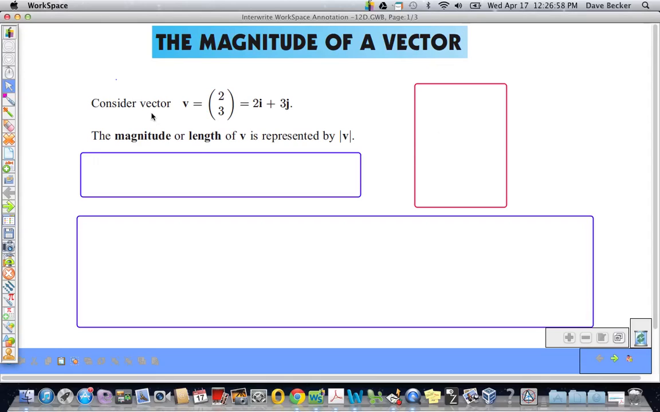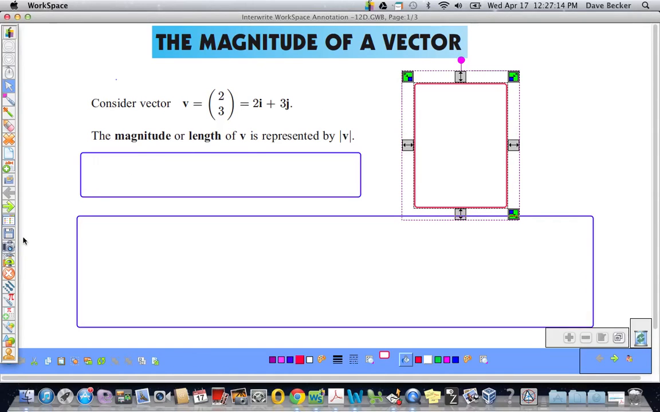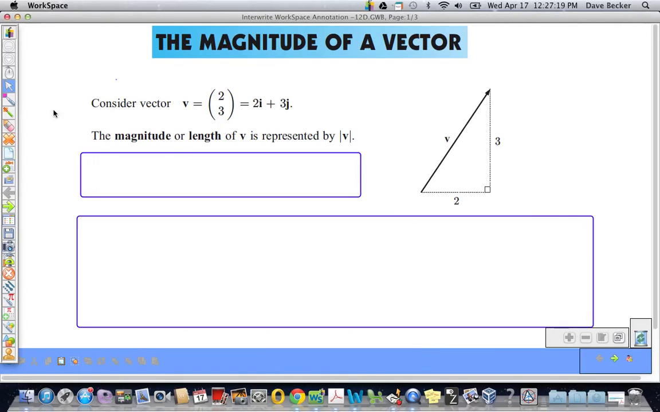So let's think about the vector v being equal to 2, 3, or 2i plus 3j. So that's 2 units in the horizontal direction followed by 3 units in the vertical direction. Okay, well, what does that look like? Well, if I went 2 units in the horizontal direction and 3 units in the vertical direction, then that's my resulting vector. And looky looky, a right triangle is formed.